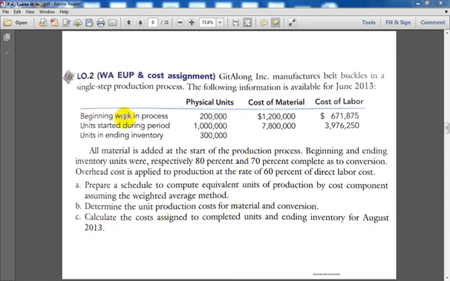We have beginning work in process equal to 100,000 and units started during the period 1 million. So the total units to account for equal 1,200,000. We have ending work in process equal 300,000. So the completed units equal 1,200,000 minus 300,000 equal 900,000.